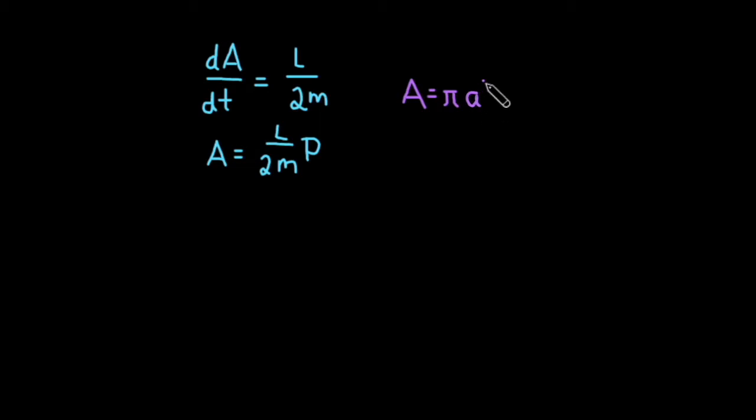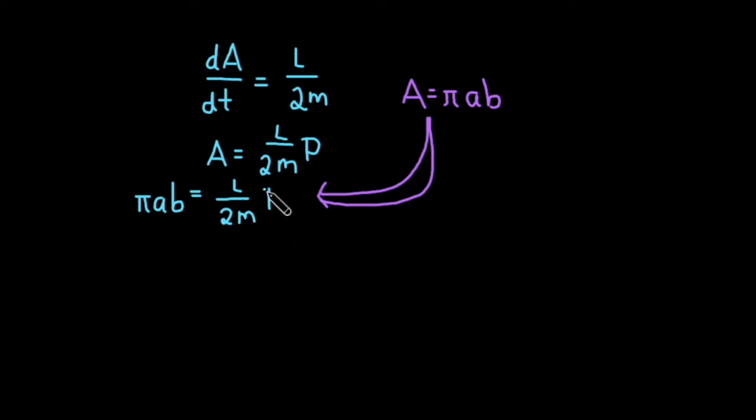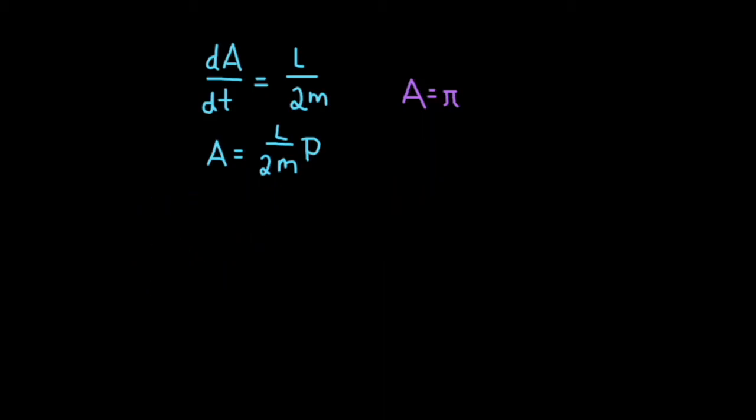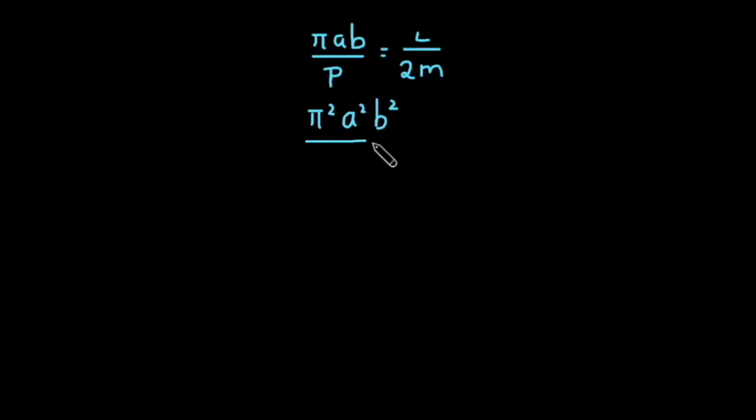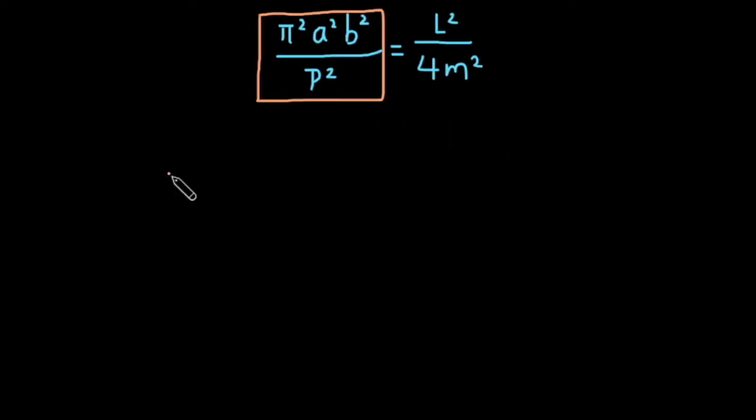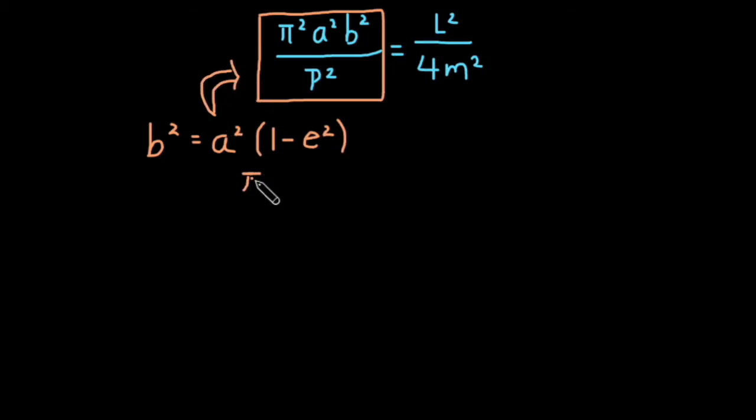Now the total area of an ellipse is pi times the semi-major and semi-minor axis, A and B, so we can substitute this expression in for A. We can divide both sides by P and square them for some convenient substitutions later on. Let's start by making a substitution on the left-hand side of the equation. The relation between the semi-minor and semi-major axes of an ellipse is as follows: B squared equals A squared times 1 minus the eccentricity E squared. If we plug this into our equation above, we get pi squared times A to the fourth times 1 minus E squared over P squared.